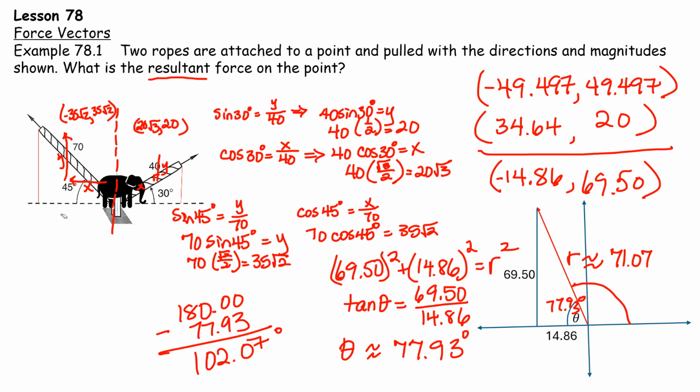So my final answer after all that work is going to be 71.07. That's the length of that vector, the magnitude of that vector. And then the angle is 102.07 degrees. And your book would write this in this way.